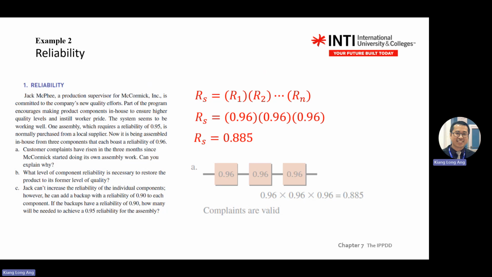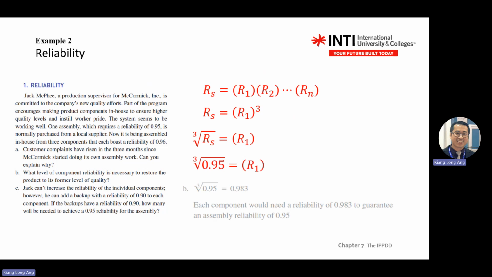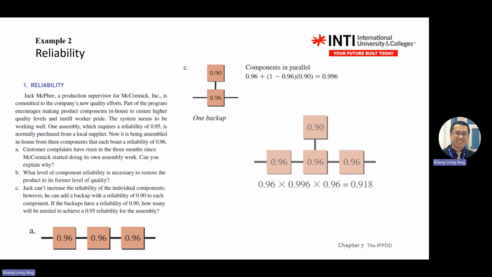You already have the answer. So the system will give you 0.885 reliability. So the complaint is valid. That's why you get a complaint, because you are less than expectation. Number 2, you cube root the things, you get 0.983 for each individual to get 95% reliability. Number 3, you need to do the calculation for backup plans. Of course, you put this here, the front first, then second. Of course, this one is correct also, right?